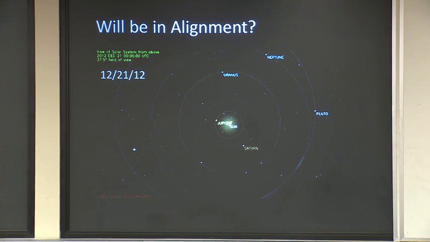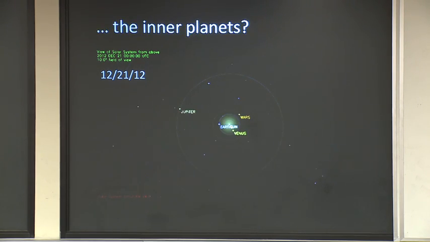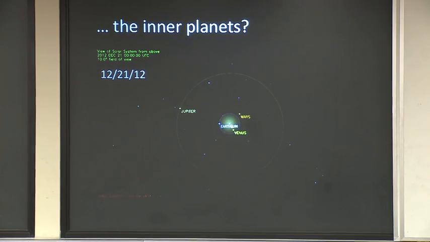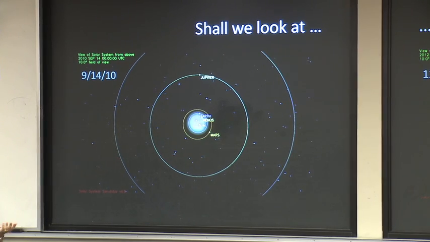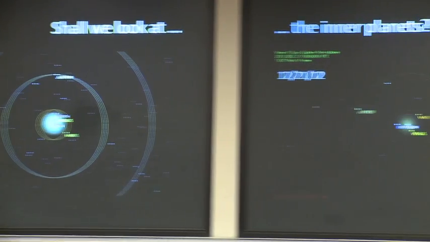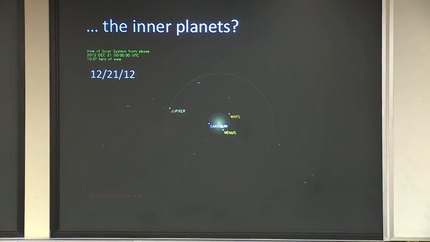Now you say, oh, well, it's the inner planets that really matter because they pull on the Earth, the sun, all the more. Well, here's the inner planets today, and here's the inner planets in 2012. And they kind of look no more aligned then. In fact, I think they look more aligned today. So you should kind of really be worried.